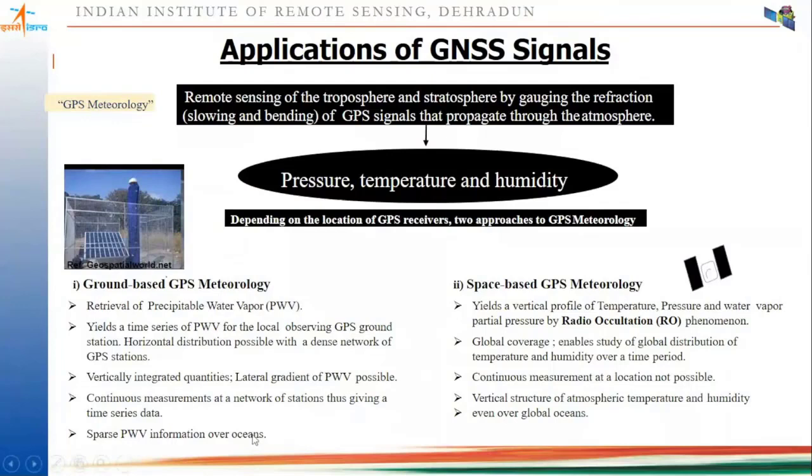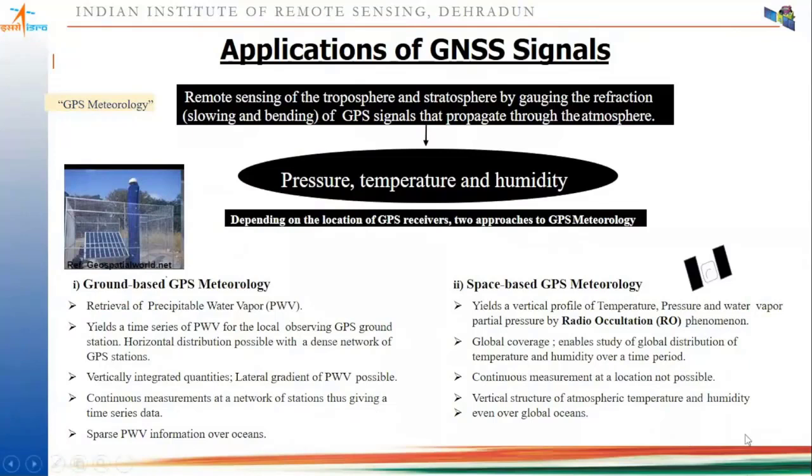That means only where land is available will you fix the receiver. On the ocean side it will be difficult to get this continuous data, but wherever land is there we can fix it and have continuous measurements.